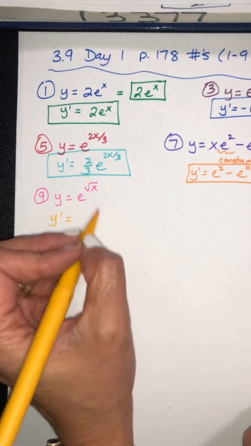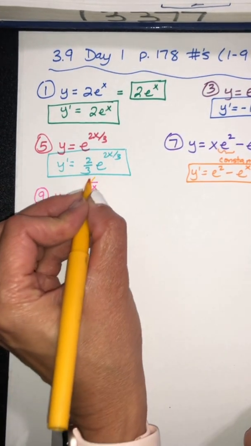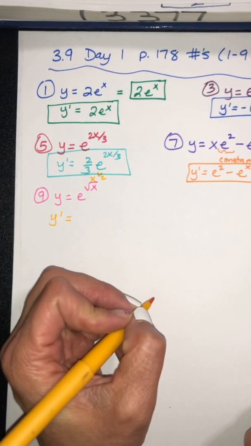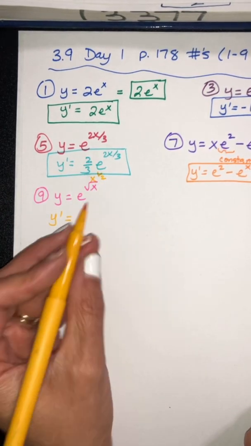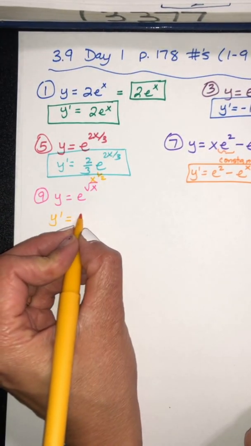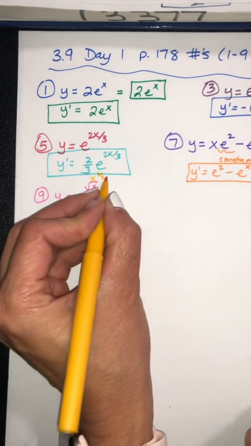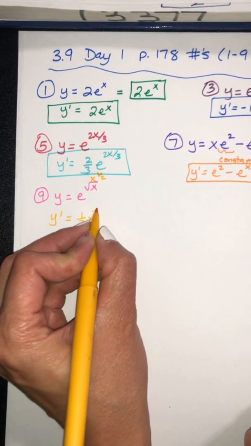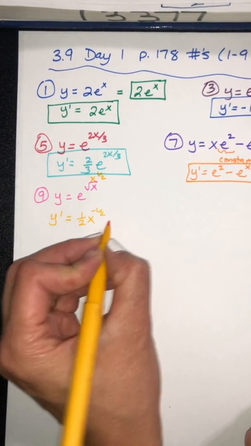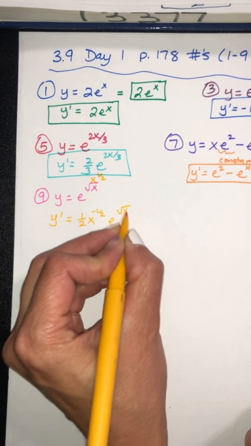So, what does the square root of x mean? It means it's x to the 1/2 power. So when we take the derivative of x to the 1/2 power, we're going to have a 1/2 x, and then we have to subtract 1. 1/2 minus 1 is negative 1/2. And then we'll have the e to the square root of x.